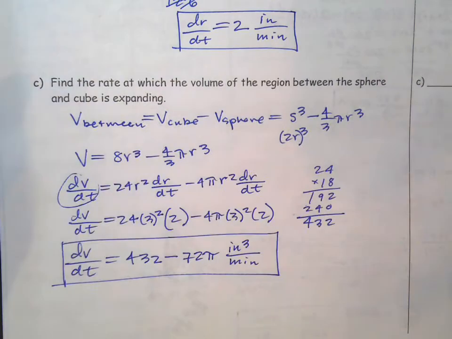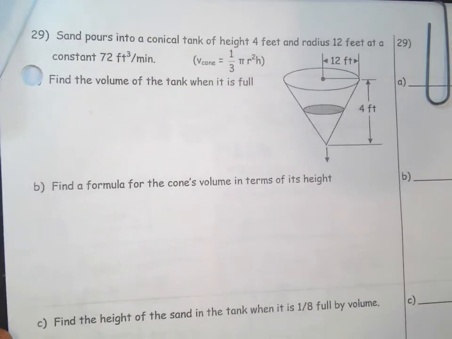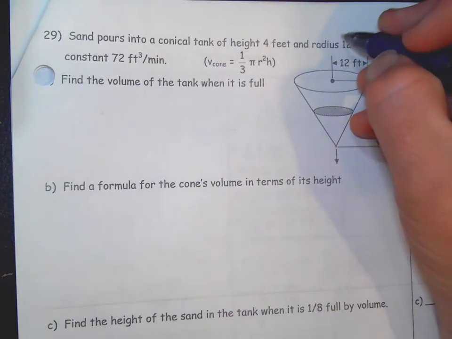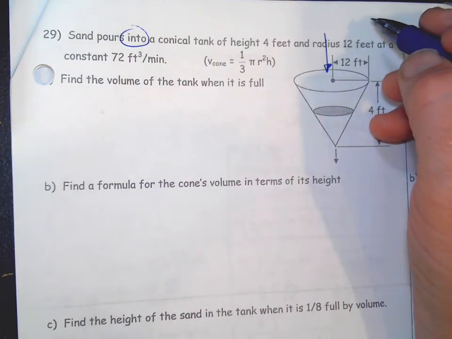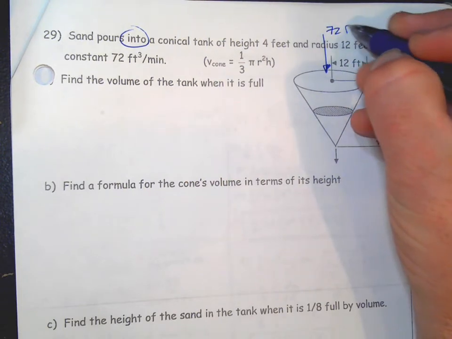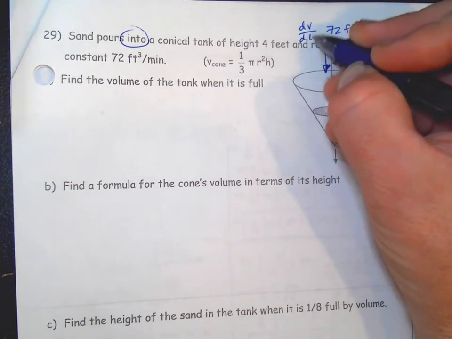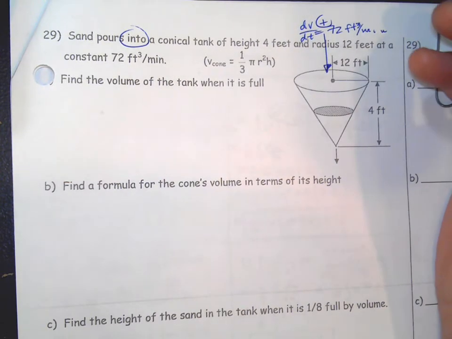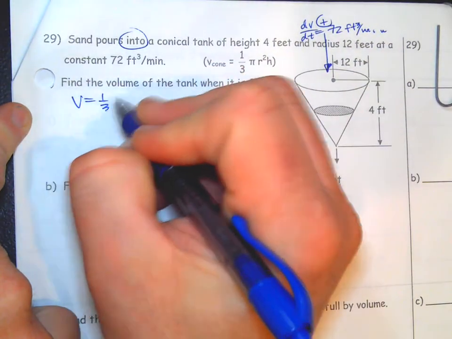Last one, a cone problem, of course. Seems like a pretty common problem. Okay, so this says sand pours into a conical tank. The tank has height 4 and radius 12, and sand pours in at a constant 72 cubic feet per minute. That's dV/dt, and we should treat it as positive because we're gaining volume. Part A: find the volume of the tank when it's full. So the volume is 1/3 pi r squared h.